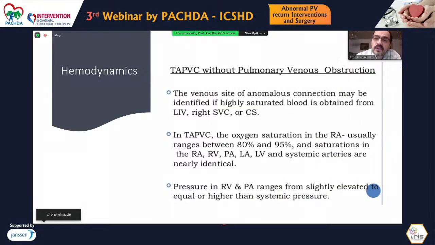In anomalous venous connection without pulmonary obstruction, the venous site of the anomalous connection is usually identified by highly saturated blood. The oxygen saturation in the right atrium is usually in the range between 80 and 95%, and the saturations in the right atrium, right ventricle, pulmonary artery, left side and systemic arteries are nearly identical. The pressure in the right ventricle and pulmonary artery can be slightly elevated to equal or higher than the systemic pressure, depending on the presence of obstruction.